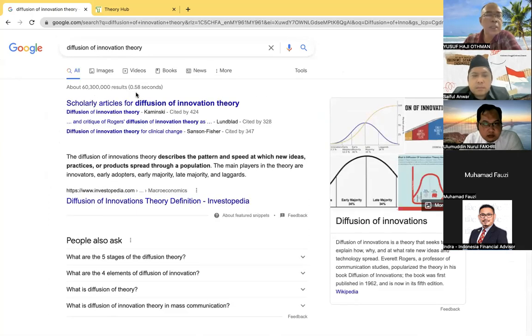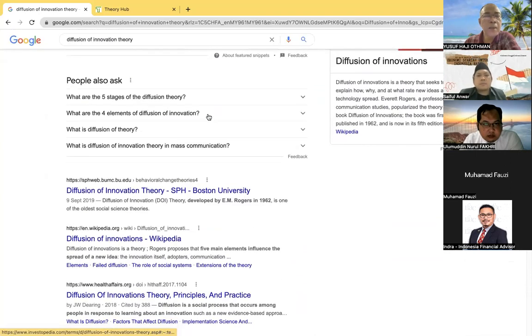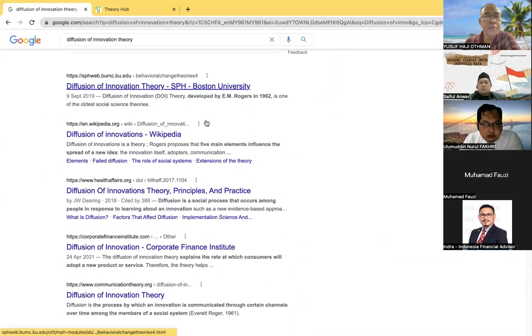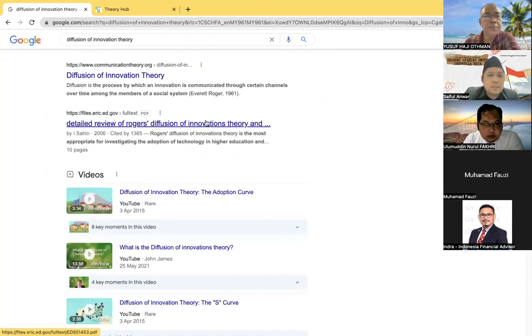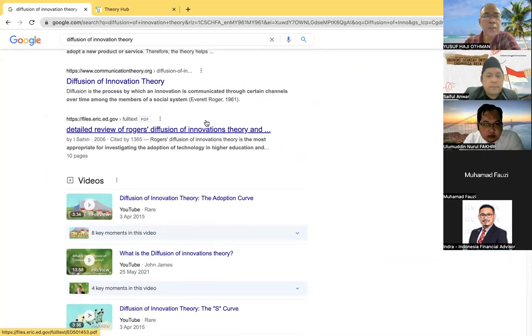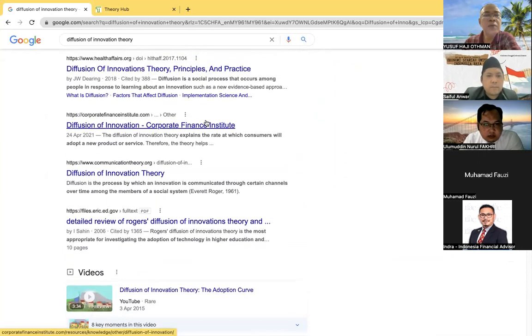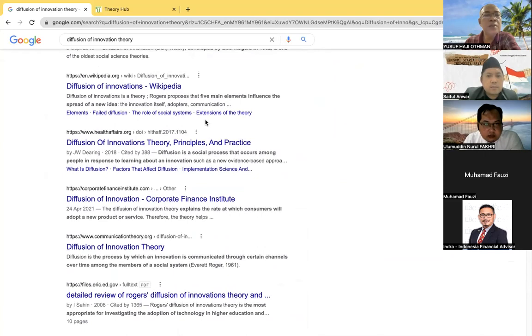Yeah, this is another one of the diffusion of innovation theory. This theory was developed by Rogers. And you need to study the diffusion of innovation theory. Let's see.